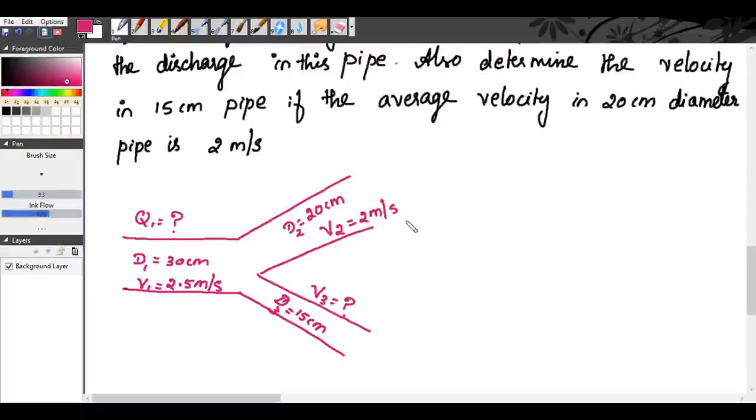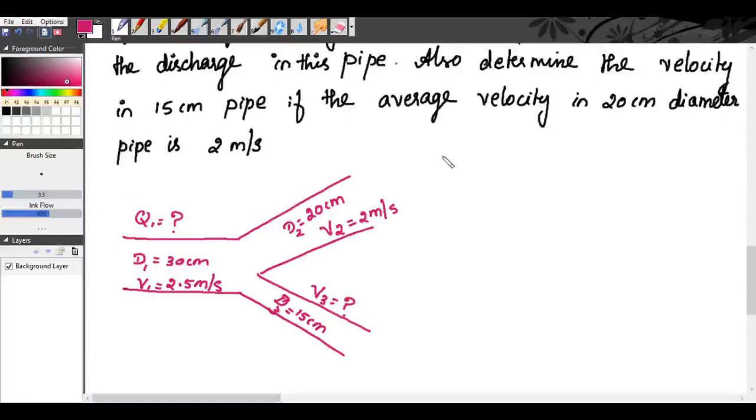Right? So, now we are asked to find Q1 and V3. Two things, right? So first of all, you should be very clear in the diagram. Once you have drawn the diagram, and if you understood the details of this diagram, this type of problem becomes very, very simple. Okay. So now how will we find Q?